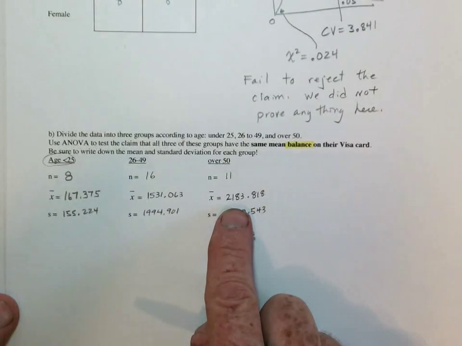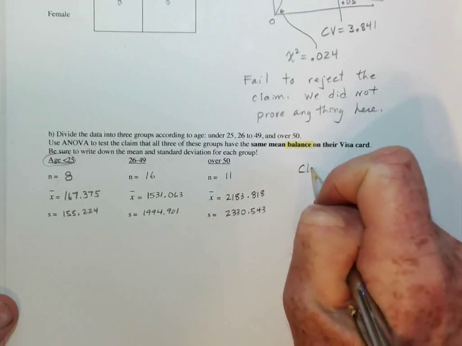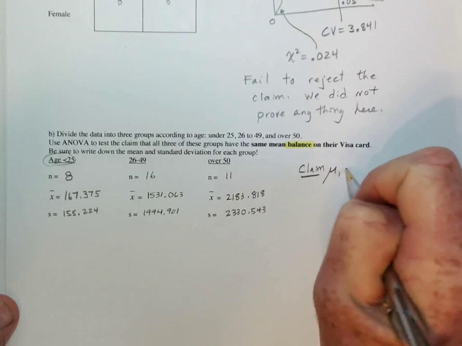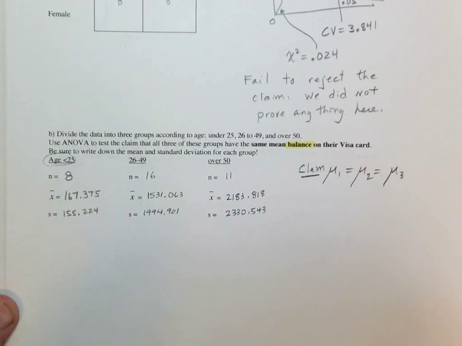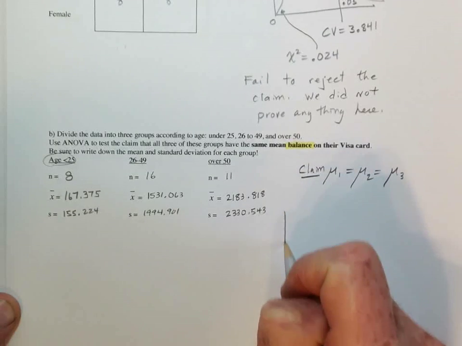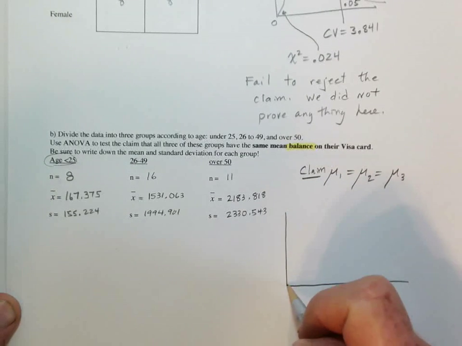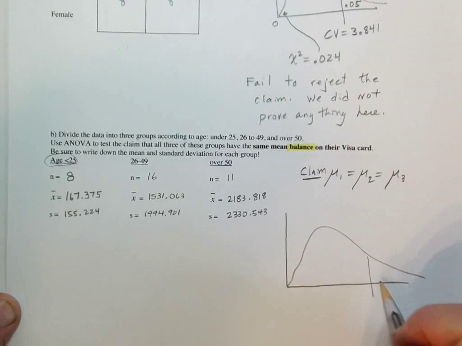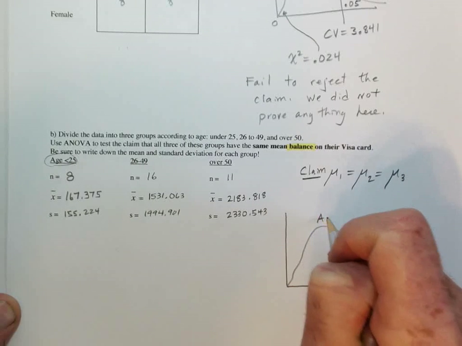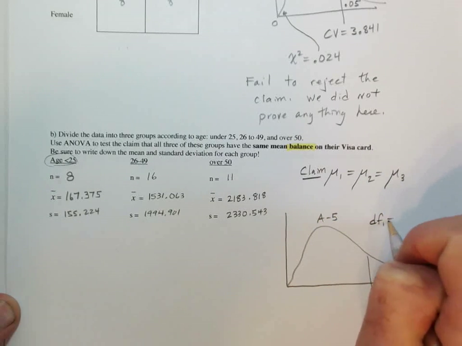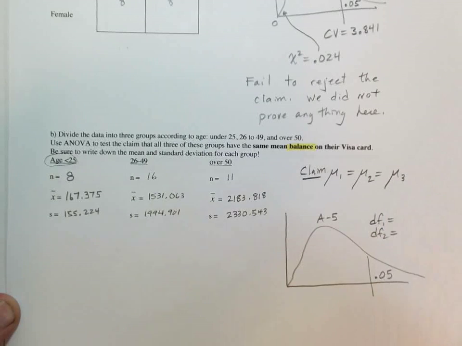All right, the next thing is the claim is that the three means are the same. So on all problems, make sure that you write down the claim. And with the ANOVA, you don't have to write down H sub 0 or H sub 1, it's just the claim. Next, it's going to be an F test, and it's right-tailed only, so it's going to look like the last picture. And F test is table A5.